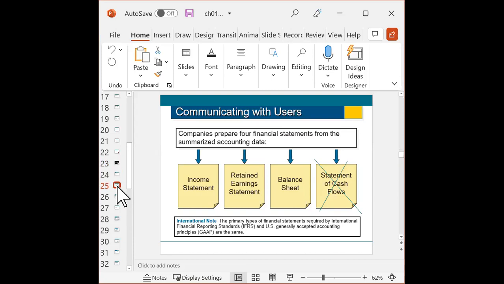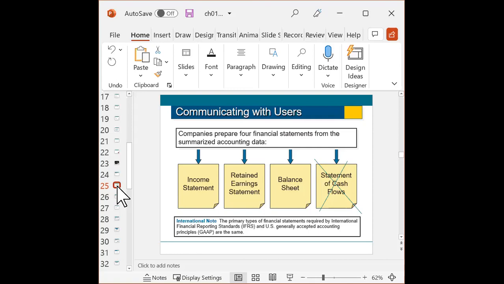There are actually 4 financial statements: the income statement, the retained earnings statement, the balance sheet, and the statement of cash flows. Now, we will not be looking at the statement of cash flows until chapter 12, okay? So you can just set that aside. You don't need to read that part in chapter 1. You do not have any homework around that, and you will not have anything on the exam for chapter 1.